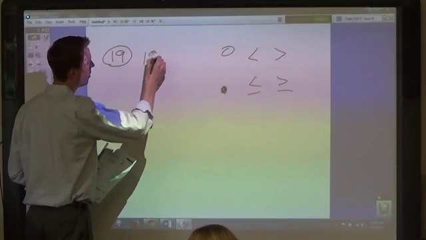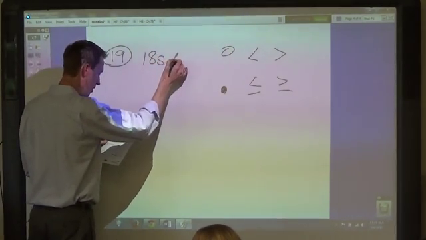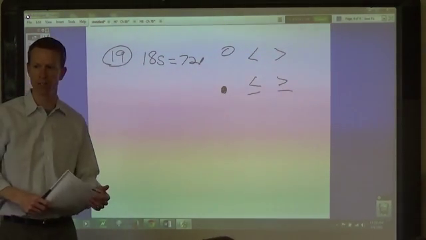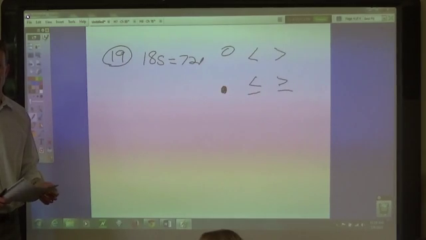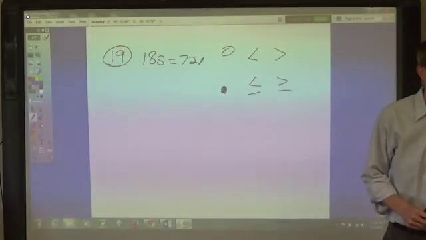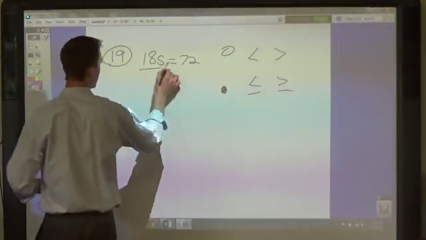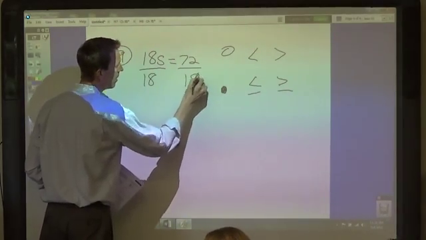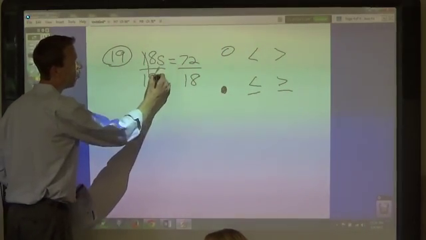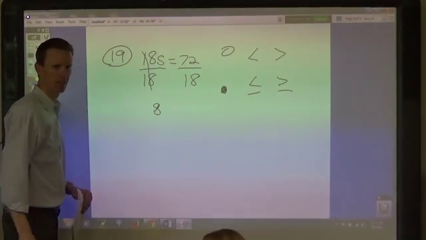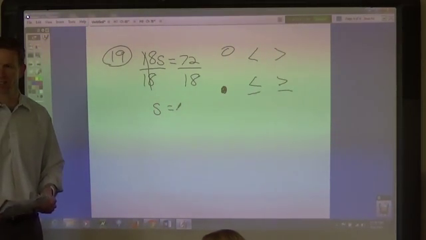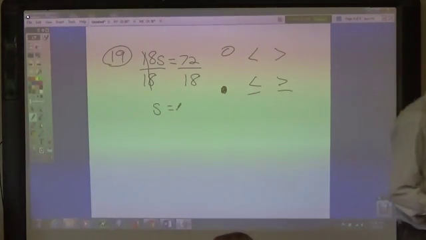How do we prove 18s equals 72? How would we solve this to get the variable by itself? Number 19. Divide each side by 18. Good. That's exactly right, 18. Because then we get 1s on this side, and that proves what 1s is. Okay? So, for tomorrow, do 1 through 20.